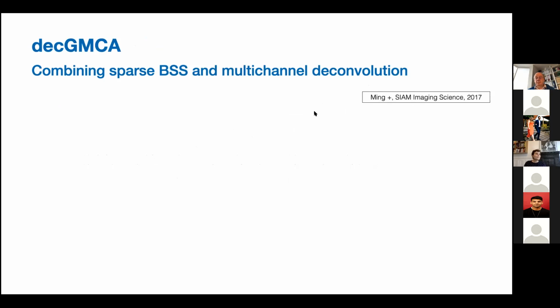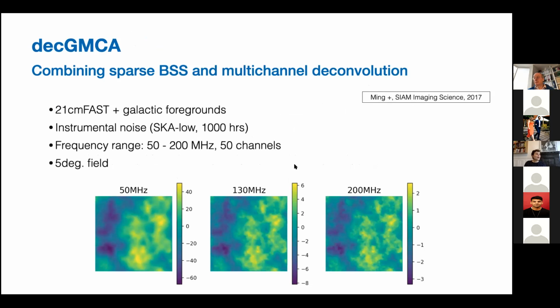So basically, the idea is that, here I'm showing a simulation of EOR signal at 3 different channels, frequencies, and you really see here the effect of the beam going to the lower frequencies, how it looks, just visually. Usually, to perform a PCA or GMCA or FastICA, all these sort of component analysis methods, you need to bring all the data cube to the same resolution in order to have something that makes sense.